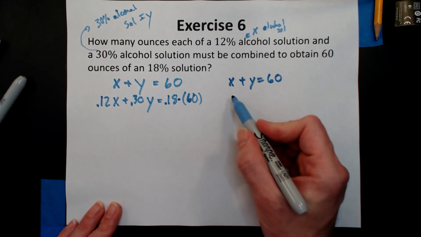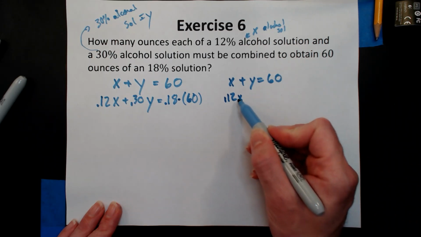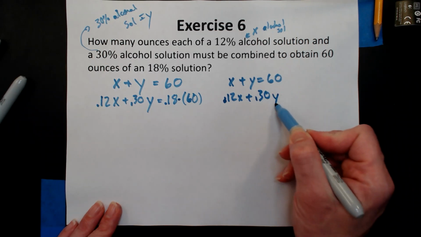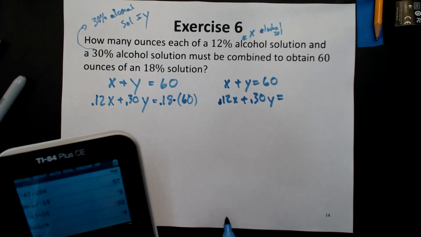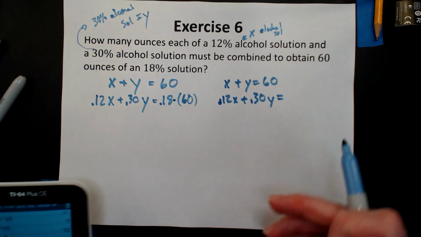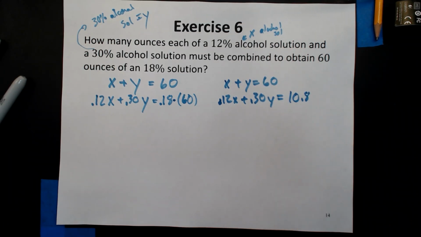And then I'm going to have 0.2x, 0.12x plus 0.30y, and that's going to equal, and we're going to say 60 times 0.18, and that's going to give us 10.8 back out. Now, there's a couple ways we can work this.